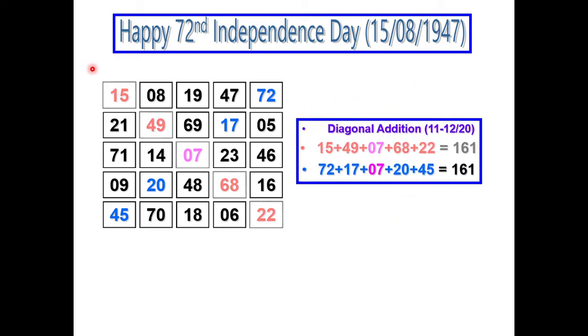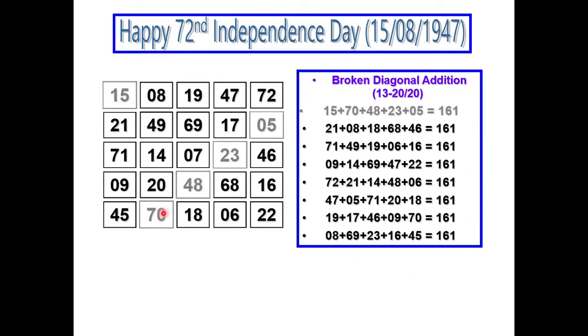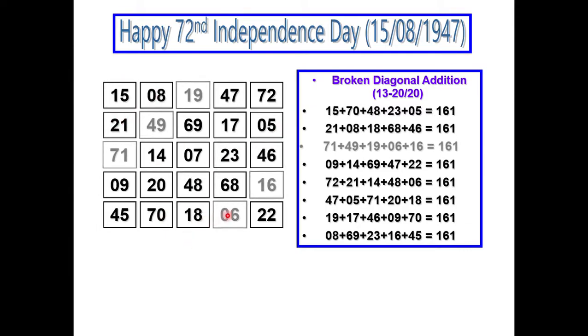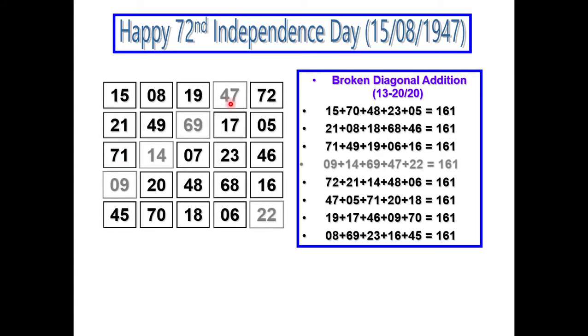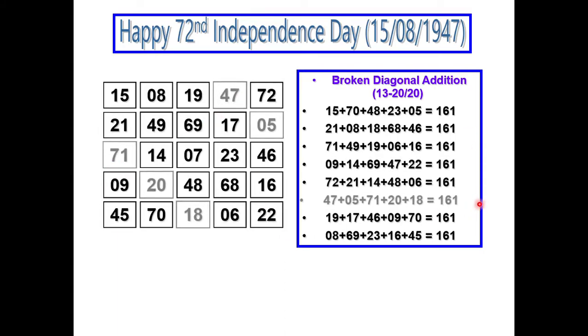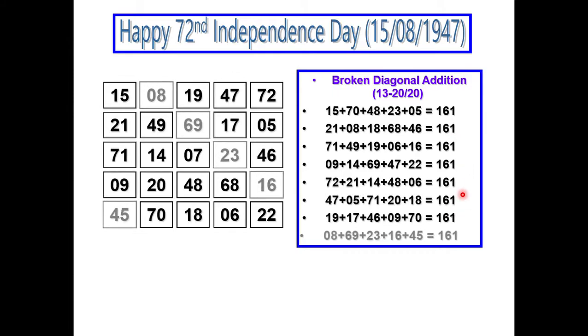Diagonals: first diagonal and second diagonal. Now we'll see the broken diagonals. Here 8 types of the broken diagonals are available. Addition is 161 each.